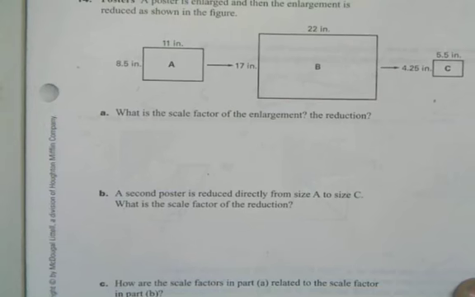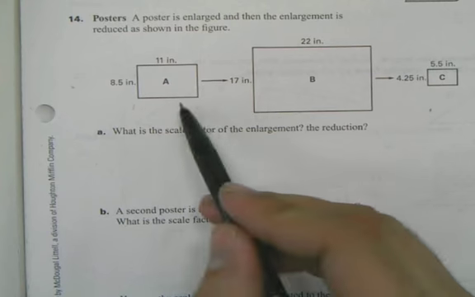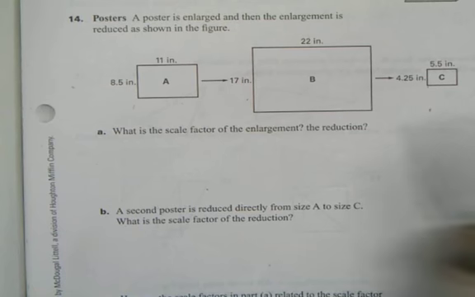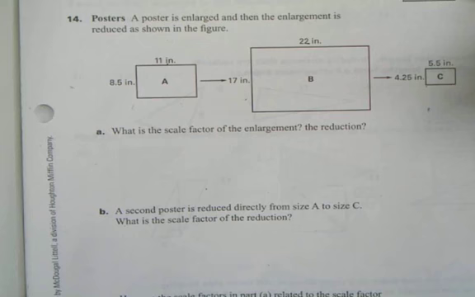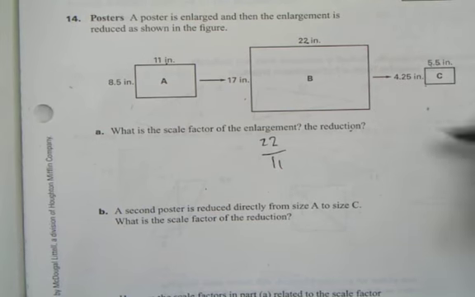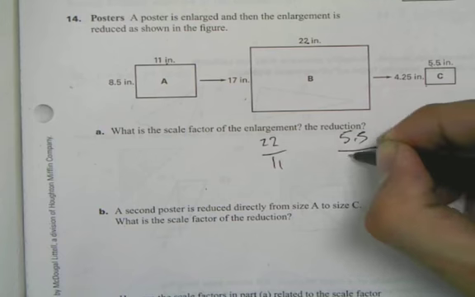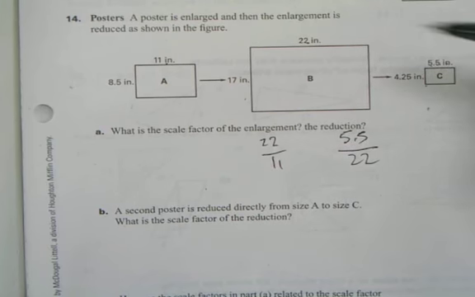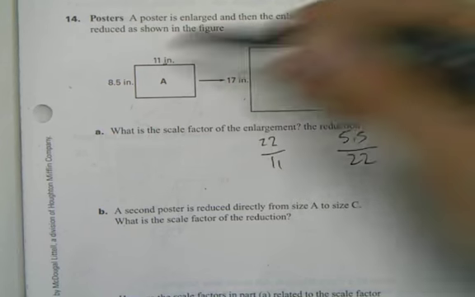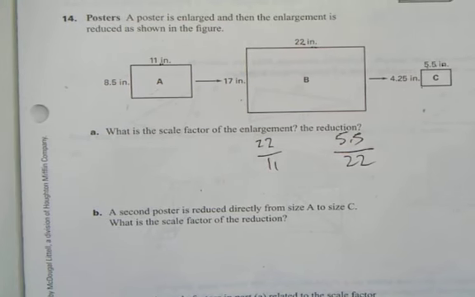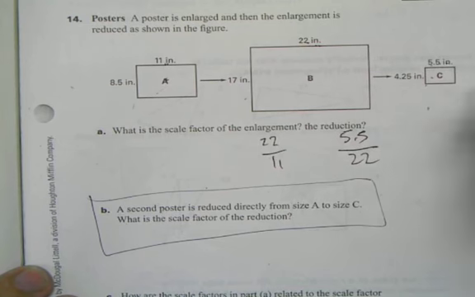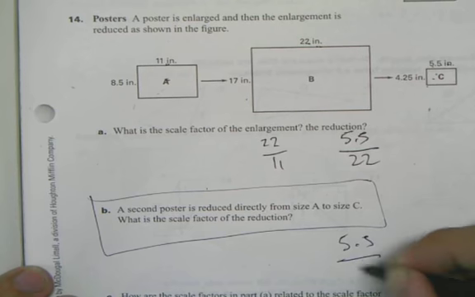All right, this one down here, well, we know that this is an enlargement, and this is a reduction, and they want us to find the scale factor of the enlargement. Well, that's going to be 22 over 11. The reduction will be 5.5 over 22. Notice that you take the second one divided by the first one, or the original, to get the enlargement or the reduction. All right. And then you have A to C, and I'm sure you could figure out this one. That's a reduction. That's going to be 5.5 over 11.